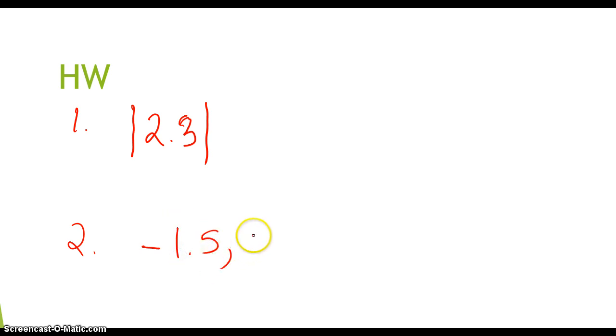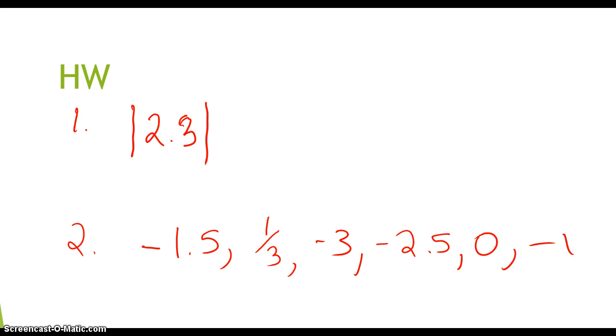So let's have some homework questions that we can focus on tomorrow in class together. So what is the absolute value of 2.3? Number 2. Let's put these numbers in increasing order. -1.5, 1/3, -3, -2.5, 0, and -1. Put those in increasing order.